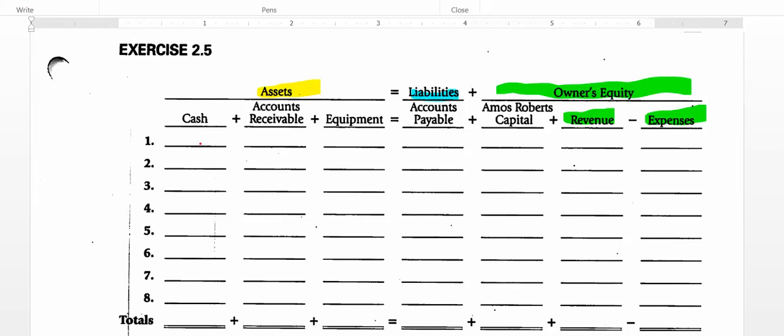So there's 8 lines and 8 transactions. Transaction number 1 says John Amos started the business with a cash investment of $60,000. So we need to place $60,000 in 2 places, double entry accounting. We know we're going to put that $60,000 in cash, and then it was his investment, which is owner's equity.